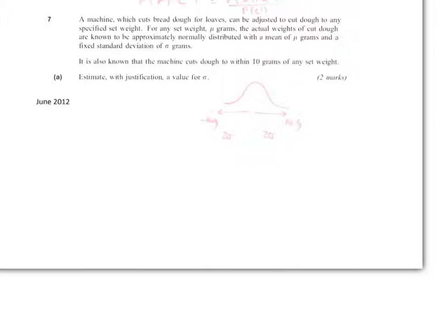So if you interpret this as meaning the loaves will vary by 10 grams either way, that 10 grams would represent approximately 2 standard deviations. So obviously the standard deviation would be equal to 5.